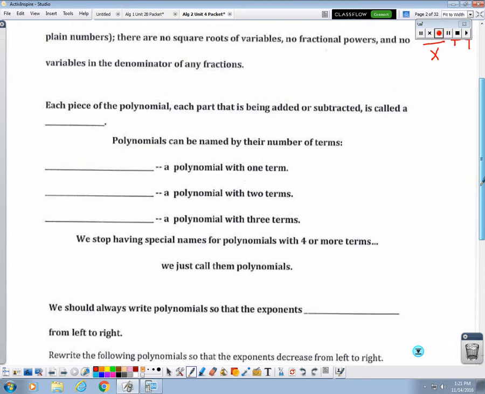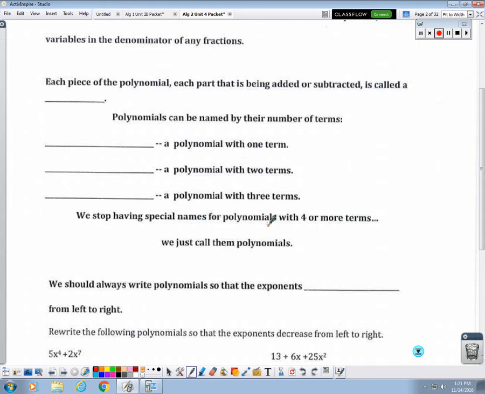Now, each piece of the polynomial, each part that is being added or subtracted, is called a, what do you call each individual thing in the polynomial? A term. Good.